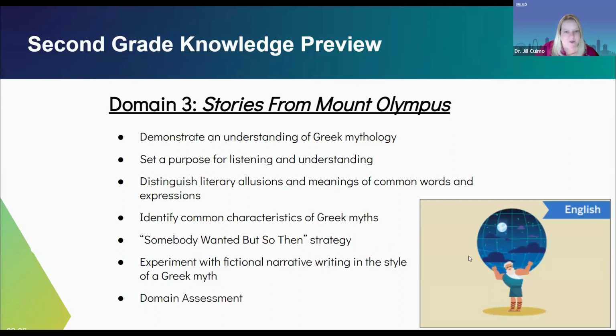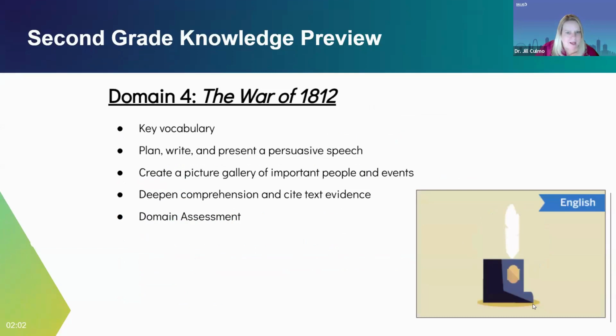Next, they cover Domain 4, the War of 1812. This domain will introduce students to an important period in the history of the United States, the War of 1812. Students will learn both why the War of 1812 is often called America's Second War for Independence, and how the United States was affected by the Napoleonic Wars between France and Great Britain.